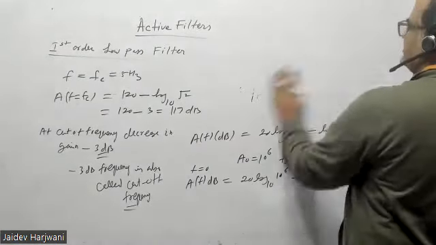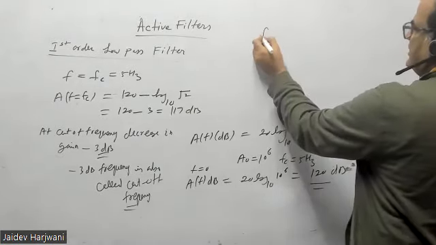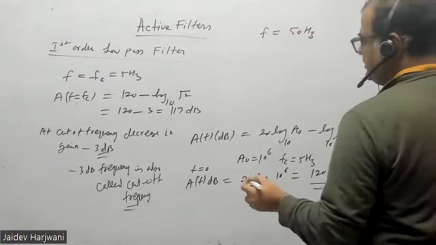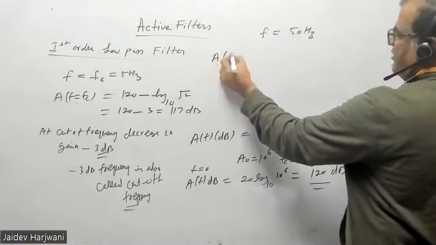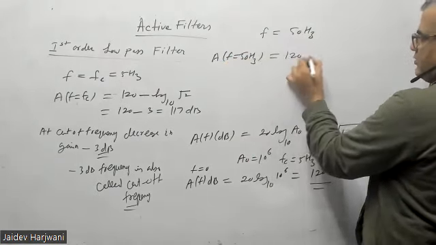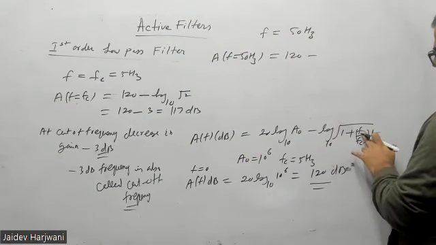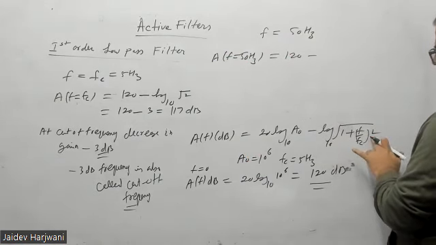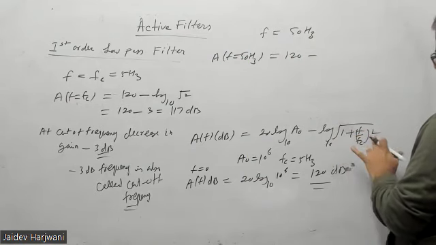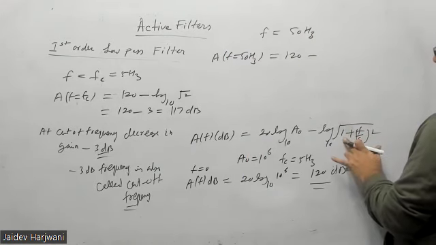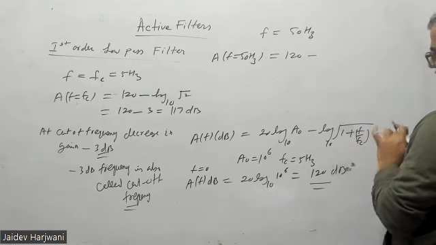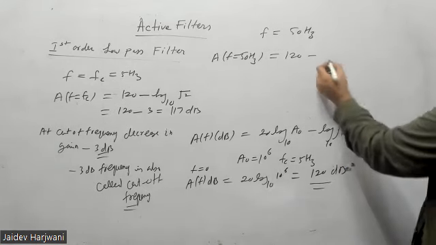Now I'll increase the frequency in multiples of 10. Earlier I took 5, now I take 50 hertz. What will happen? Again, A at 50 hertz. This is fixed, 120 minus, if I take this, 50 divided by 5 is 10, squared is 100. I will neglect the 1 added to this 100. So under root 100, 10 will come. Log 10 is what?